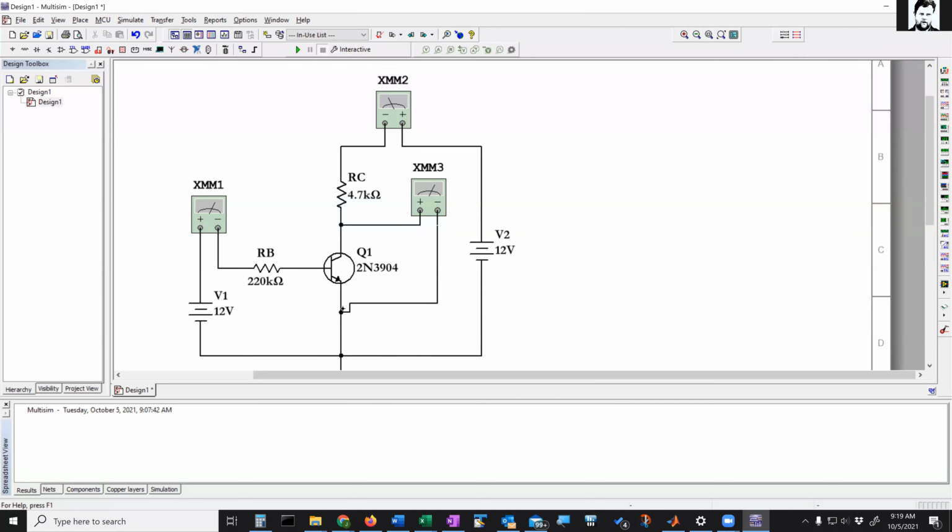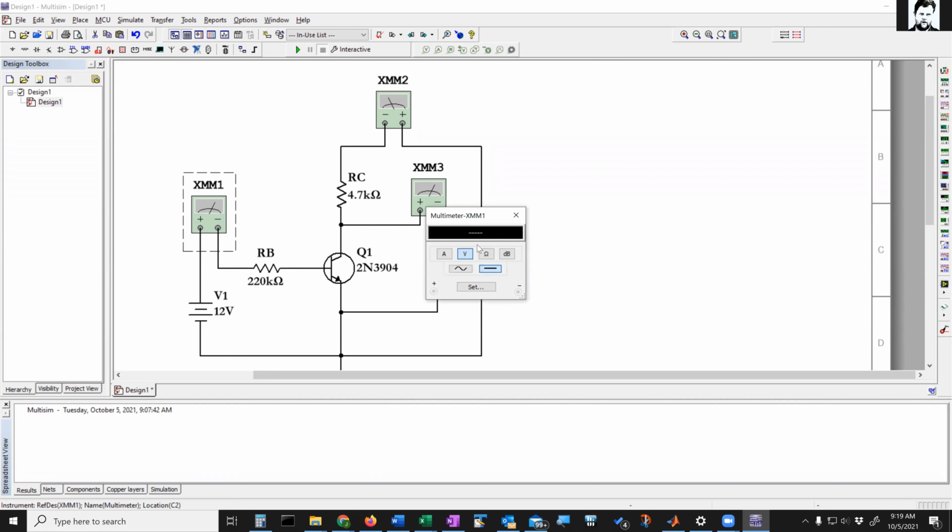And then the emitter is down here on the bottom. So this is the collector terminal. This is the emitter terminal. So that's the collector emitter voltage. Okay, then I got to set my meters to the correct mode.